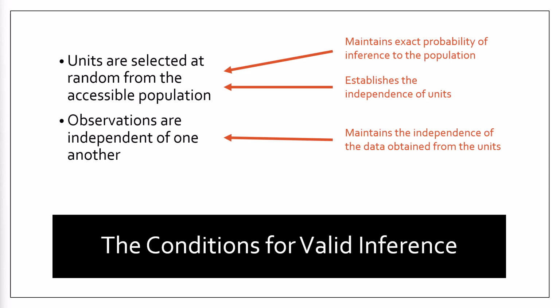Why is that so important? Well, if you've watched the previous videos, you know that when you have independent units, it allows you to multiply together probabilities in order to look at a joint collection of outcomes. And so that's why that independence is important. Without it, we cannot figure out that probability. So those are the conditions for valid inference.